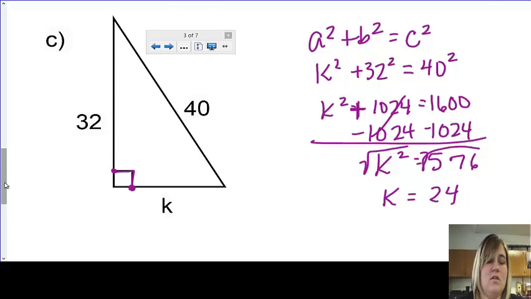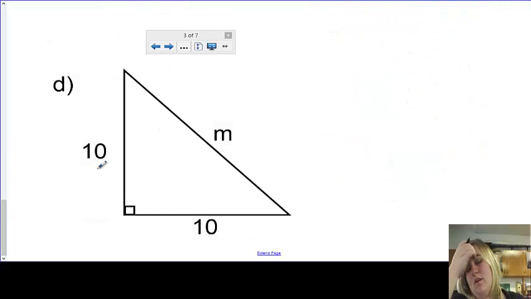Final answer. This one, I want you to do on your own paper, okay? Use the Pythagorean theorem, and if you need to round, round to 2 decimal places, okay?